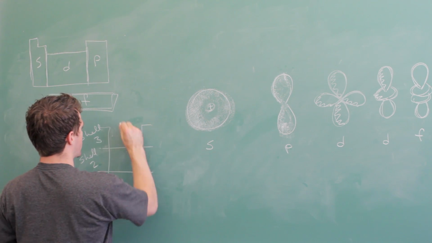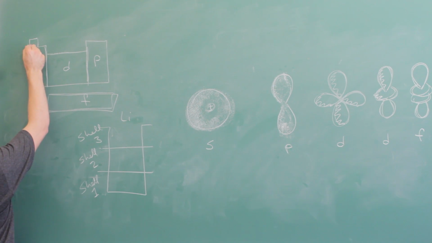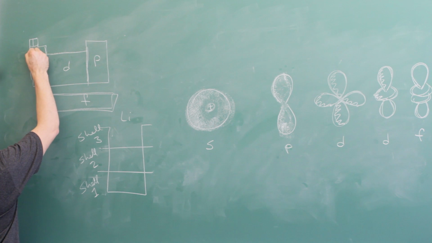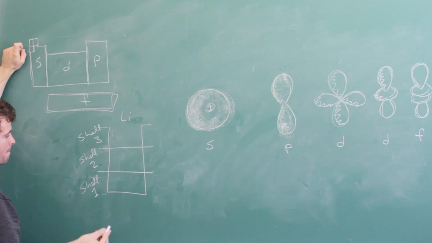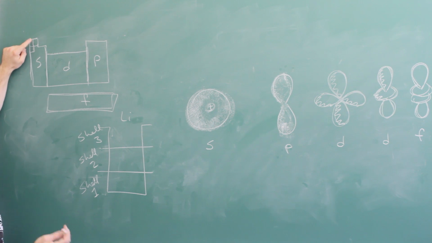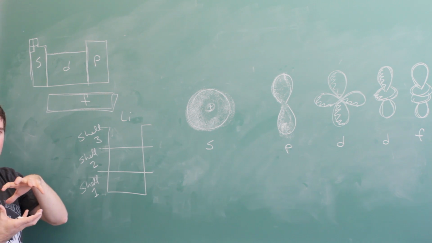So let's say this one is like lithium. So for lithium, we know that one's right here. If this is hydrogen and helium, this one would be lithium right here. So we start off up here with the number 1. Now this is in the S section. So this atom would actually have one s orbital so far for that electron.